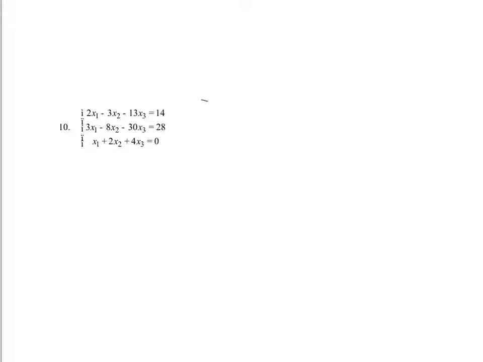Let's pull this thing out of equation form, put it into matrix form. That means our top row is 2, -3, -13. To the right of the vertical line we have 14. Then 3, -8, -30. And then to the right of the vertical line we have 28. 1, 2, 4, 0. So that's what our matrix will look like.